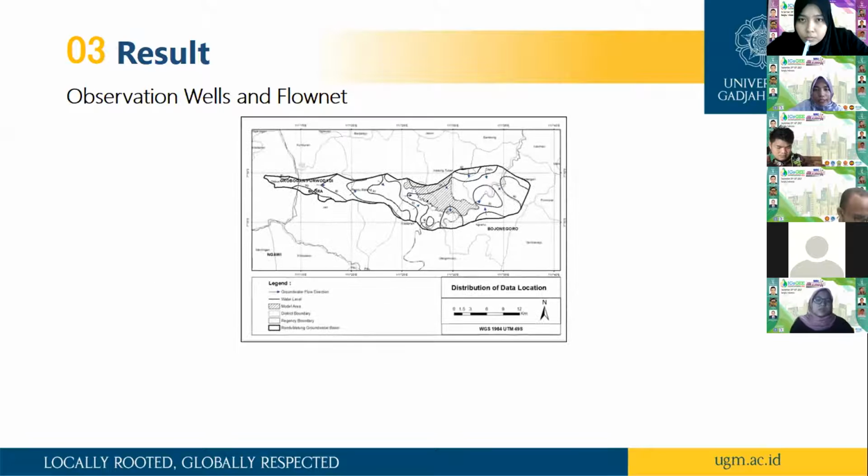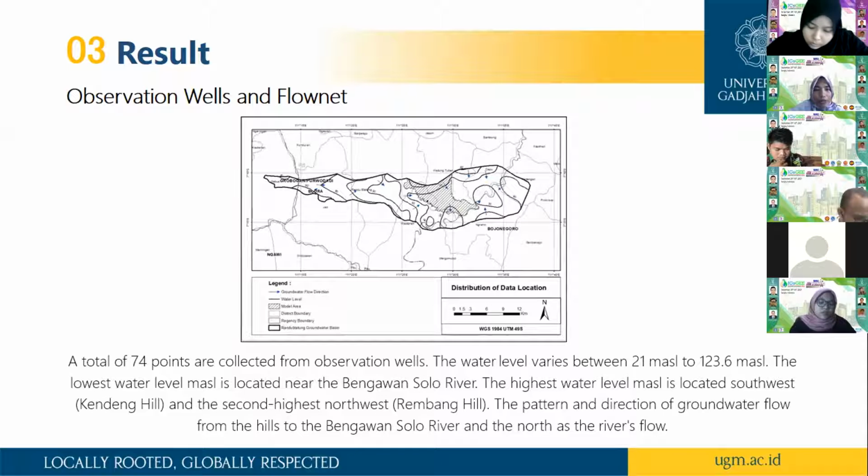Observation well and flow net, this is the result. A total of 74 points were collected from the observation wells. The water level varies between 21 MASL to 123.6 MASL. The lowest water level is located near the Bengawan Solo River in this area, and the highest water level is located southwest in Kendeng Hill, and the second highest in Rembang Hill. The pattern and direction of groundwater flow is from the hill to the Bengawan Solo River and to the north, as the river flows.